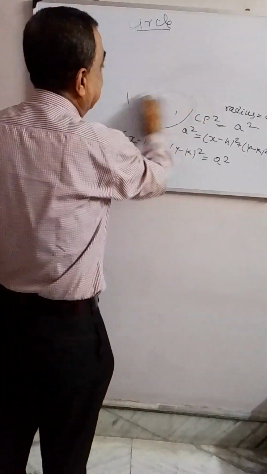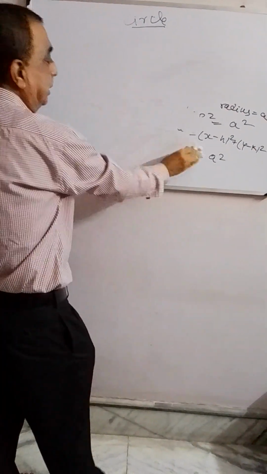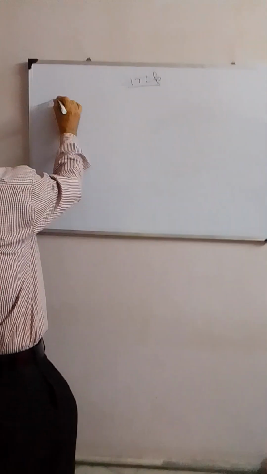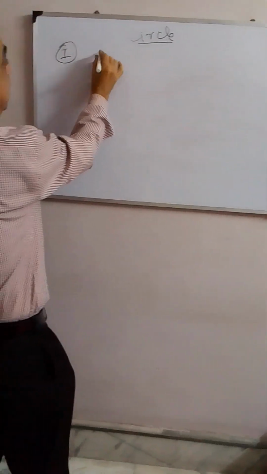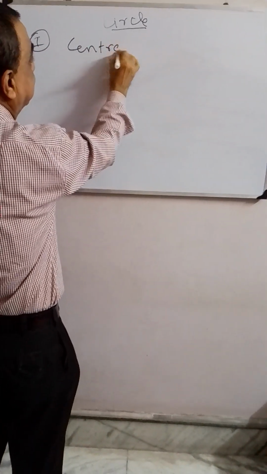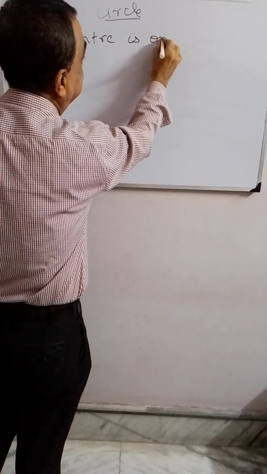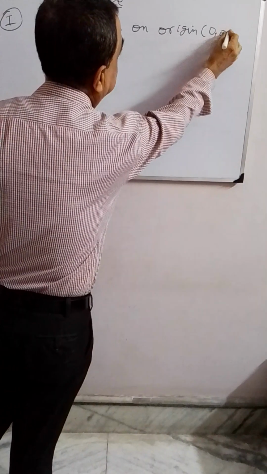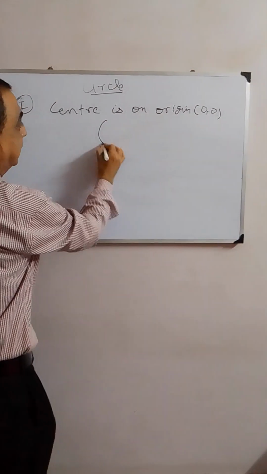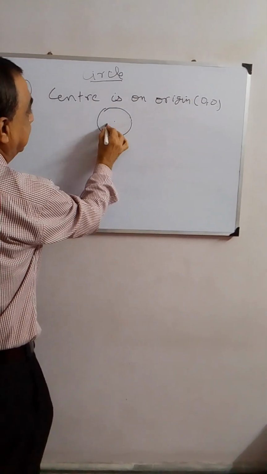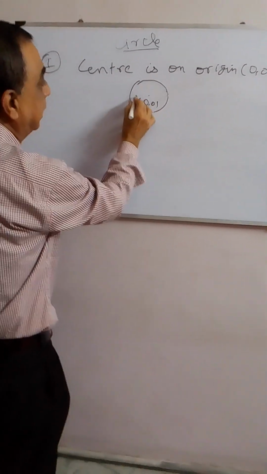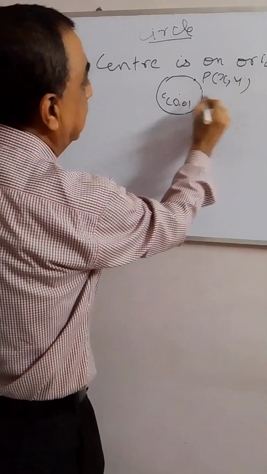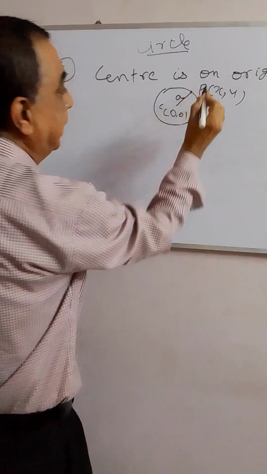Okay. Now we are taking some special cases of the equation of the circle. First case: the center is lying on the origin. Now see, here the center is lying on the origin, so the center is 0, 0. And this is the moving point P, (x, y). So this distance is a.